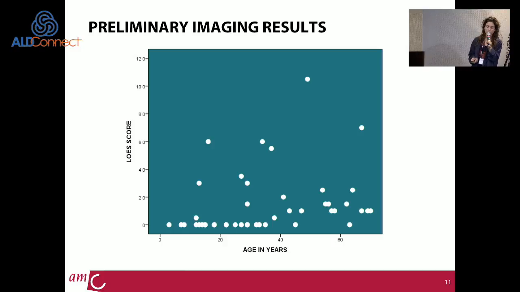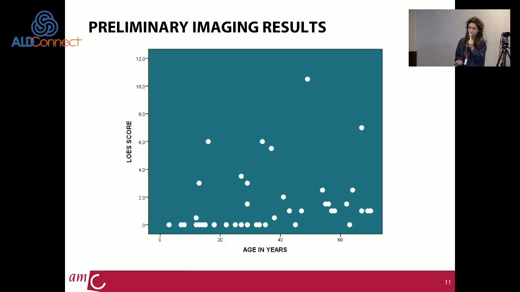Just to look into some of the first imaging results, we looked at just the first visit for 45 patients and just the regular imaging. And you can see here on the x-axis that it's the age of the patient. So the youngest was 3 and the oldest was 70. And on the y-axis is the LUS score. So this is the score for the amount of MRI abnormalities. The higher the score, the more abnormalities.